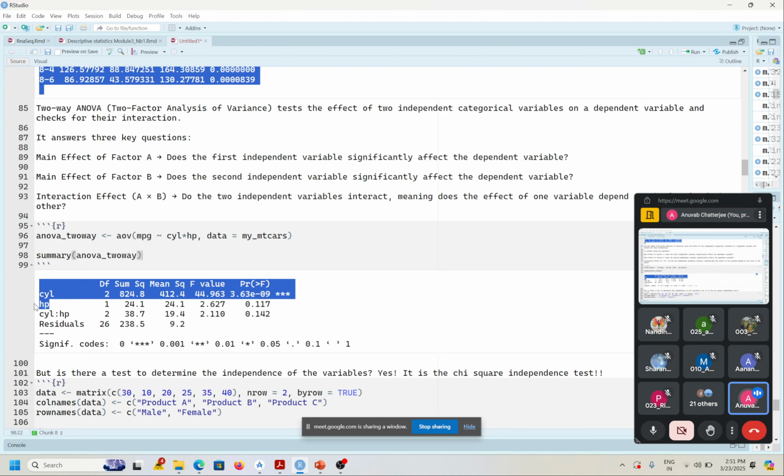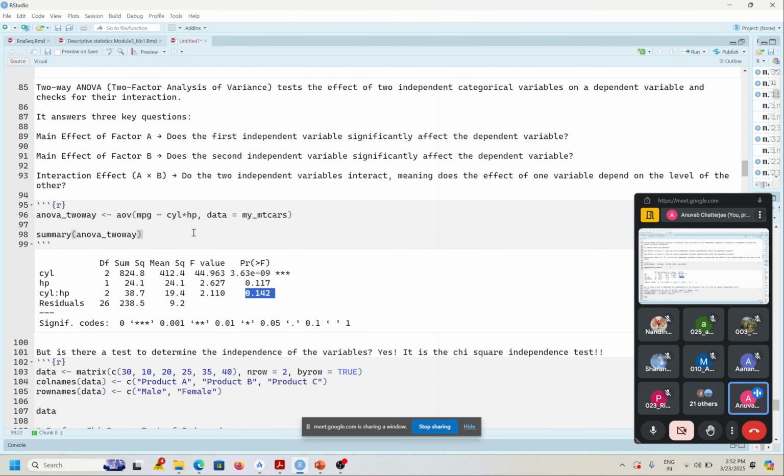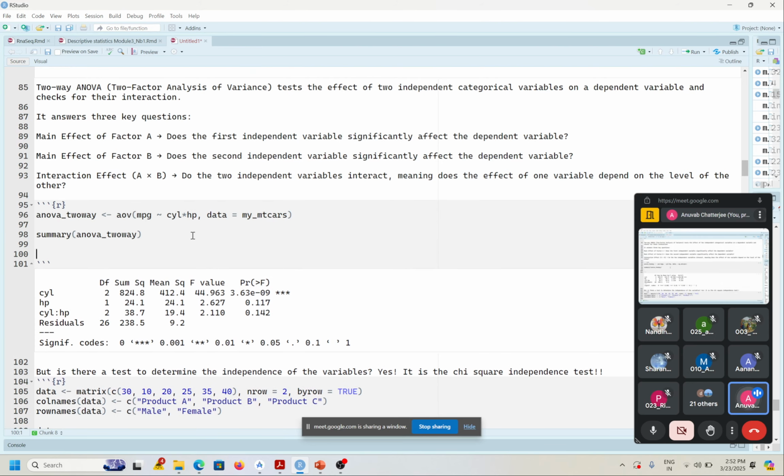It related HP, the horsepower, and the mileage. It was not significant. Then it went ahead and checked if both HP and the number of cylinders together play a role or not. And in that case also there was not much significance. So overall, the two-way ANOVA is telling you that mileage depends on only cylinders, not on HP, and neither on the combination of cylinders and HP. We can try something else as well.